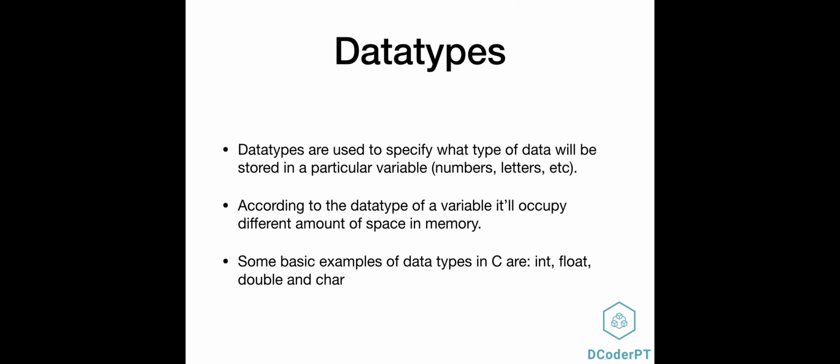Whenever we talk about variables, we also need to talk about data types. A data type is a way to specify what type of data will be stored in a particular variable. For instance, it's a way for me to say I want to store numbers, or numbers with decimal places, or letters, etc. We will see the most common data types used in C in the next slides.